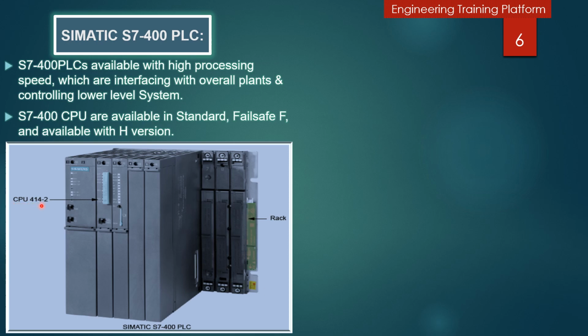This is CPU 414-2 and then these are the racks. Some racks are already installed. Again, these are the empty racks where you can install the IO modules, communication modules, or whatever you require. That's why they are kept empty, for your understanding. These are the racks, and these are the modules that you are going to install.